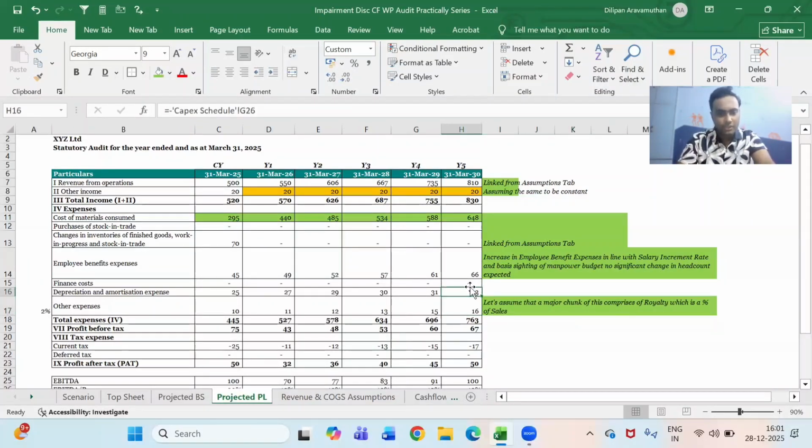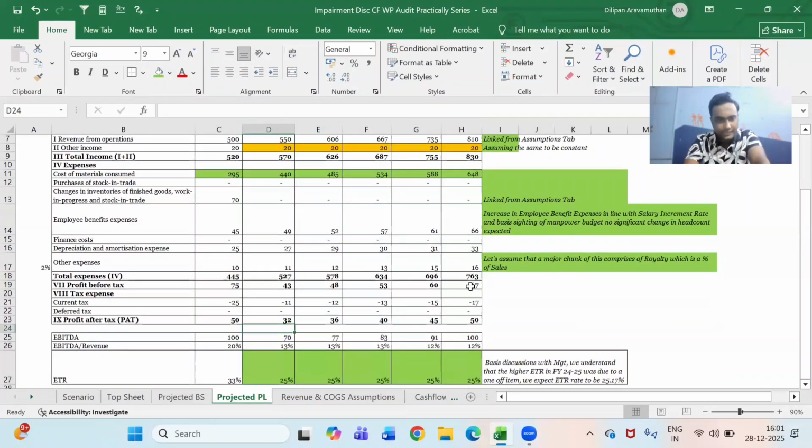So our P&L is also sorted, guys, except for depreciation and amortization, which we said we would revisit in a while. So current tax. We understand from the entity that the tax rate applicable to the entity is 25.17% because the entity is in an alternate tax regime. So basis that, we take the profit before tax number and multiply that with 25%, which will give me the tax charge. So 43 crores into 25% gives me a tax charge of 11 crores.